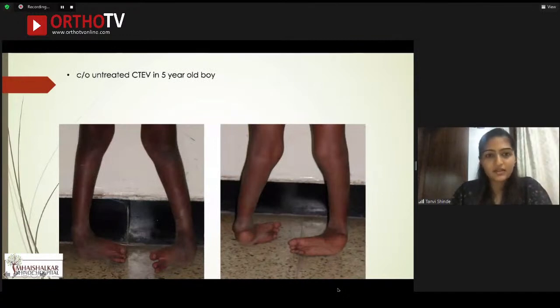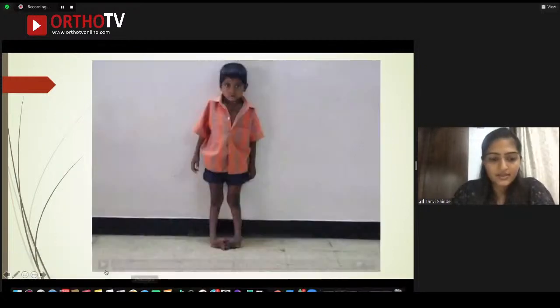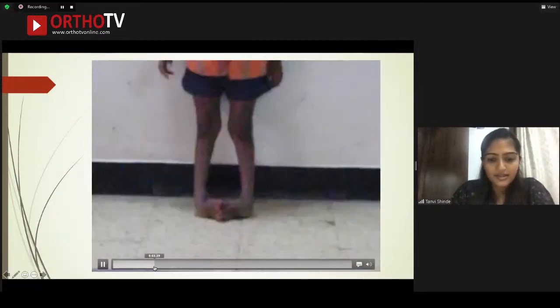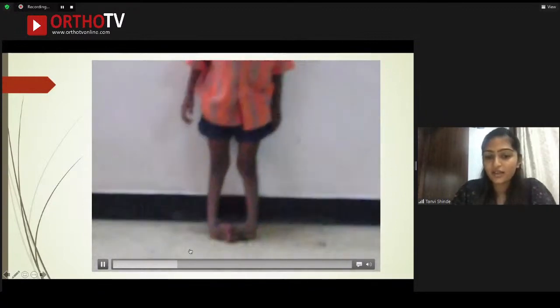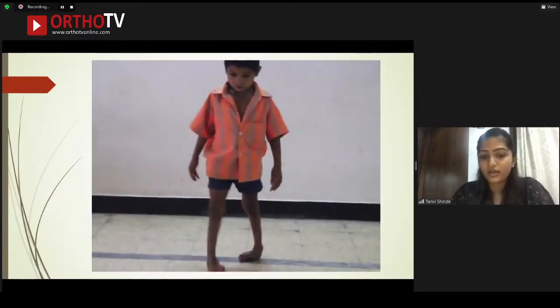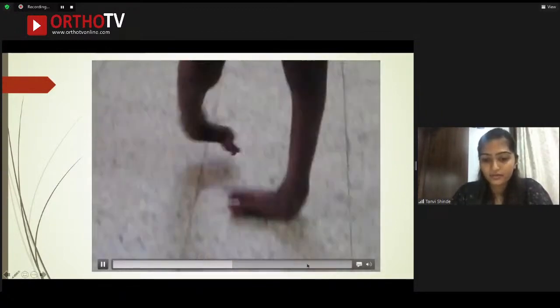So this was a case of a 5-year-old boy who presented to us with an untreated CTV. This was his gait. You can see the severity of the clubfoot he had, as he is already walking on the foot.